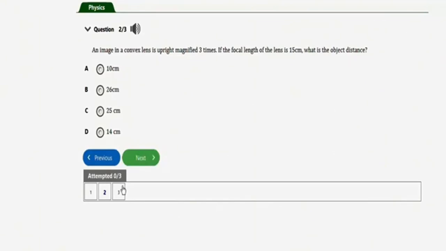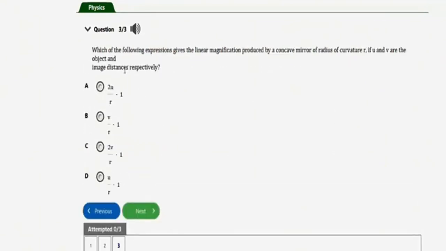So the last repeated question will be this question. It says, which of the following expressions gives the linear magnification produced by a concave mirror of radius of curvature r, if u and v are the object and image distances respectively? These are the options we have. Take note of this particular question, guys. From these options, when you find the expression, you're going to arrive at option C. We have it to be 2v, that's 2 times the image distance, over the radius of curvature, minus 1. So that's option C, the correct expression for this question.